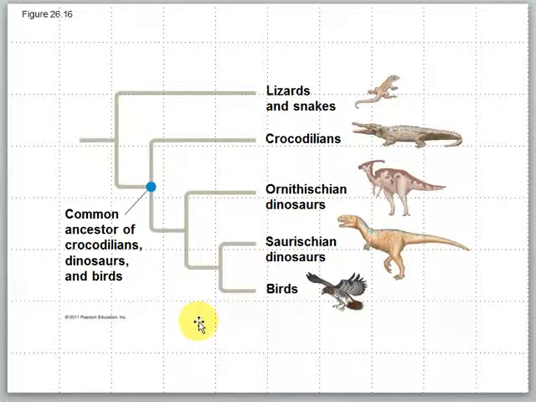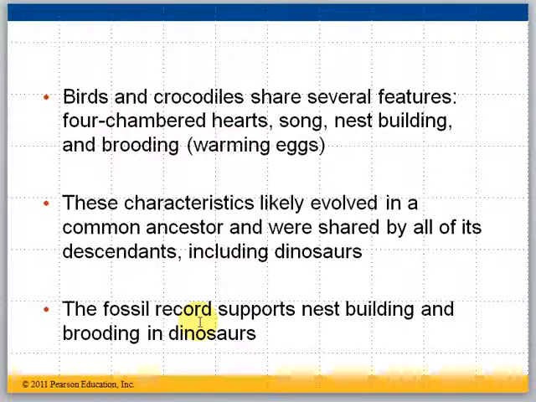Believe it or not, birds and crocodiles share several features in common. They have four-chambered hearts. They sing songs to defend their territory and attract mates. Of course, in a crocodile or an alligator, it's more of a bellow than a pretty mockingbird song, but still it's the same thing. They both are nest builders. They both are brooders. In other words, they sit on their eggs to keep them warm until they hatch. So they have all these characteristics in common, and you would think if a bird and a crocodile have these characteristics in common, it was likely because those characteristics were present in their common ancestor. And if that was the case, then they should have been present in the other species from that common ancestor that are no longer around.